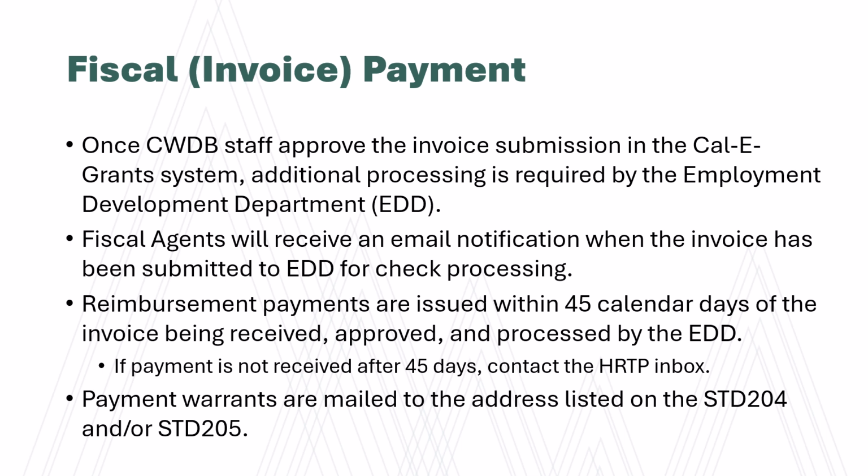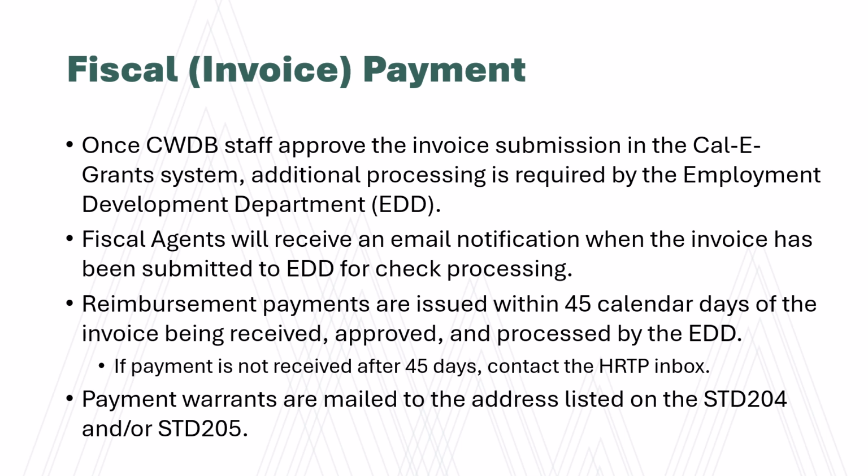Reimbursement payments are issued within 45 calendar days of the invoice being received, approved, and processed by the EDD. Please note that this 45-day timeline does not account for the time it takes for the physical check to be mailed to the location. Mailed reimbursement warrants will be sent to the address listed on the fiscal agent's STD 204 and/or STD 205. If this address changes throughout the grant term, please immediately notify the CWDB program branch via the HRTP inbox.